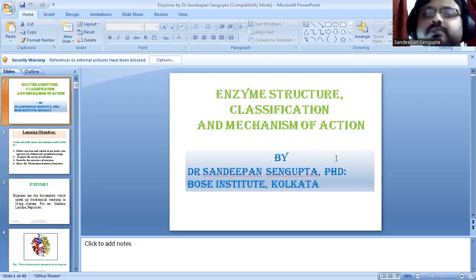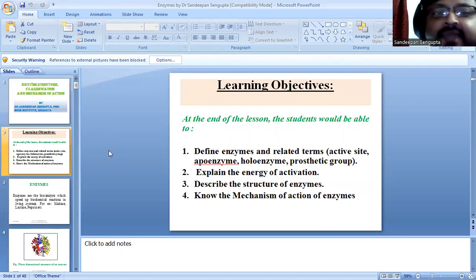In our previous classes, we were studying different kinds of biomolecules. Let us proceed our discussion with a new class of biomolecules, that is enzymes. Today we'll study about enzymes. After listening to today's lecture, at the end of the session, you'll be able to answer some very basic questions and conceptual things related to enzymes.